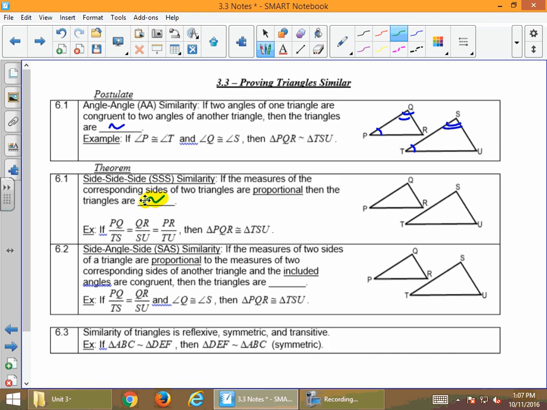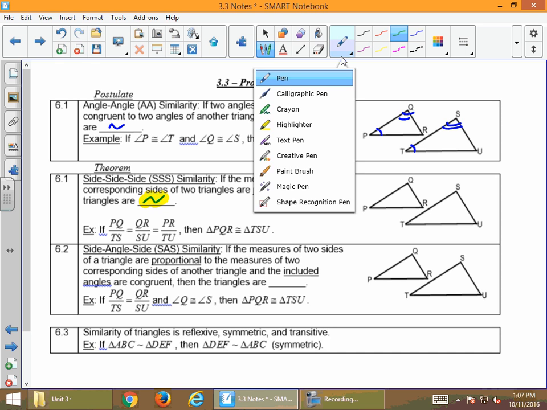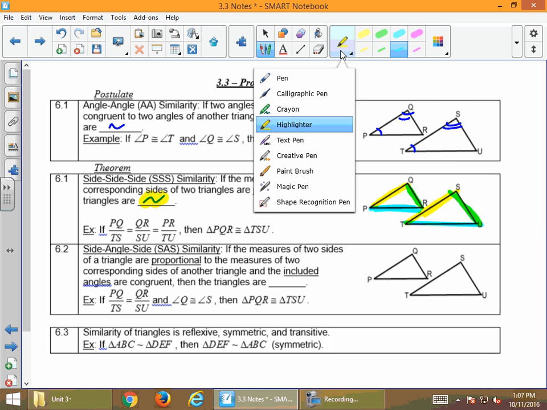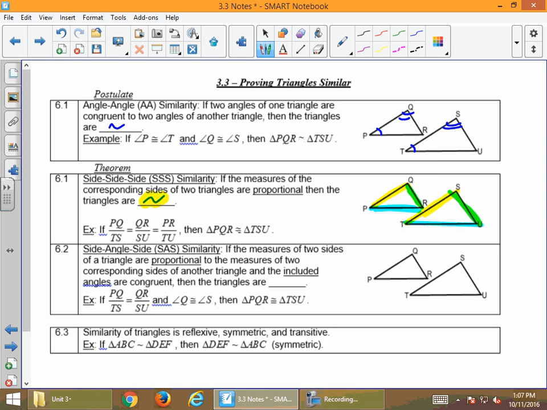triangles are similar. Okay? So if we take this side, PQ, over this side, TS, that ratio will equal the same ratio as QR over SU, and the same ratio as PR over TU. Those ratios will all be the same. If that happens, then we know that these two triangles are similar. Not congruent, make sure you fix it. Similar.